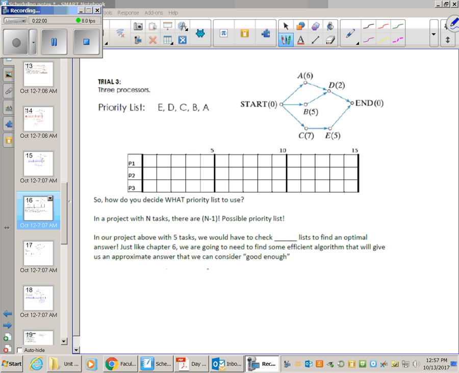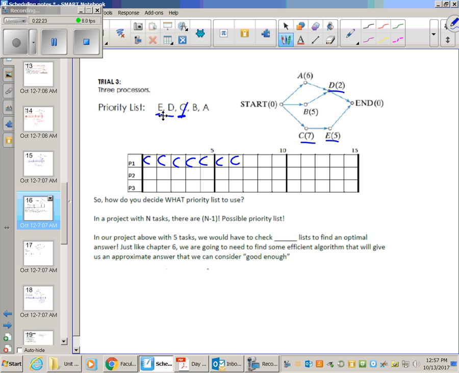All right, looking at E. Can I do E? No. So I'm going to skip to D. Can I do D? No, because I need A and B. So I'm going to skip to C. Can I do C? Yes, I can do C. So I'm going to give that to P1. 1, 2, 3, 4, 5, 6, and 7. All right, so we're good there.